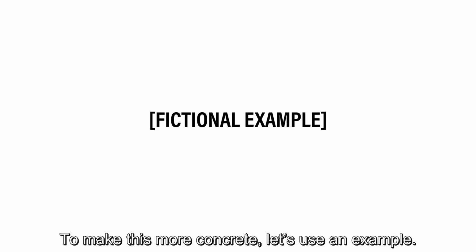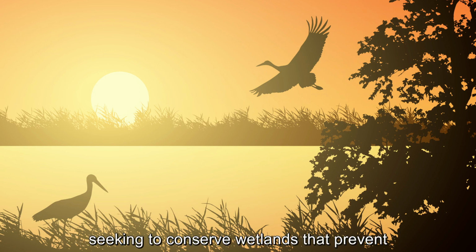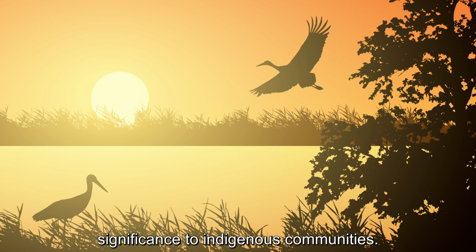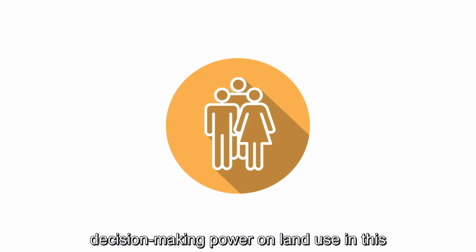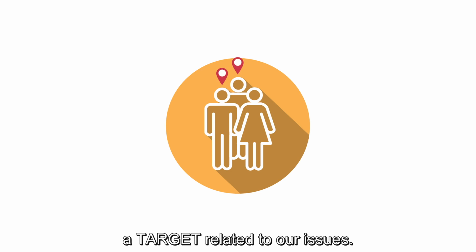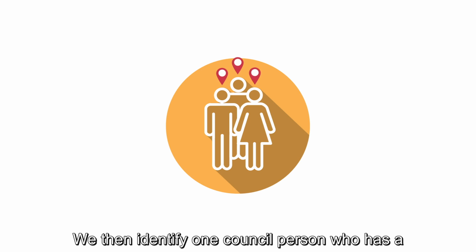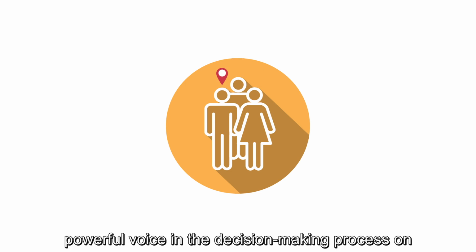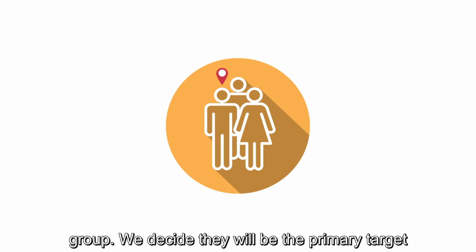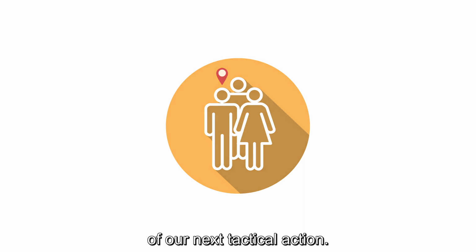To make this more concrete, let's use an example. Imagine we're part of an advocacy campaign seeking to conserve wetlands that prevent flooding in local communities and that have cultural significance to Indigenous communities in the area. We identify that the local council has decision-making power on land use in this community. So we treat each council person as a target related to our issues. We then identify one council person who has a powerful voice in the decision-making process on the council, who has incredible influence in the group. We decide they will be the primary target of our next tactical action.